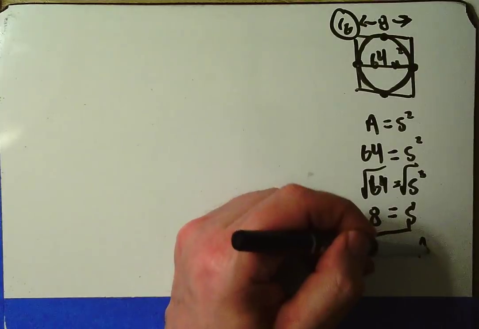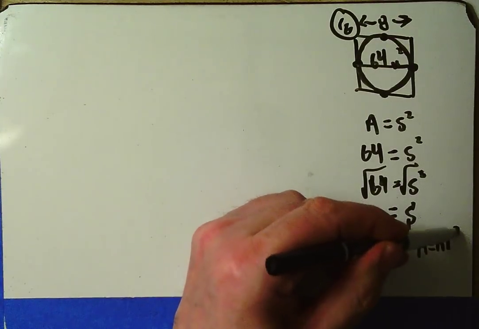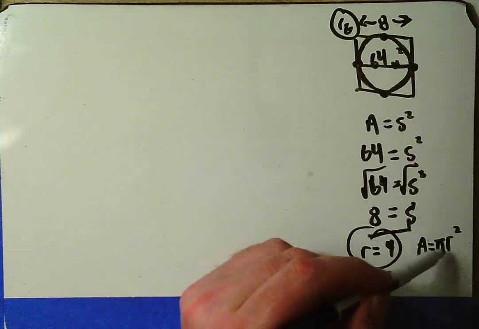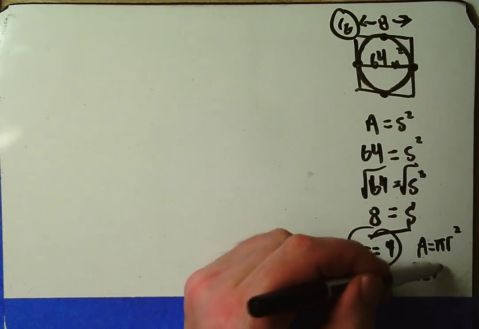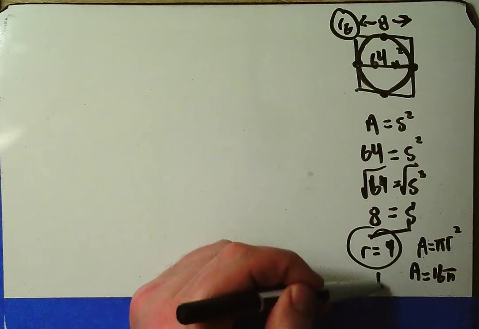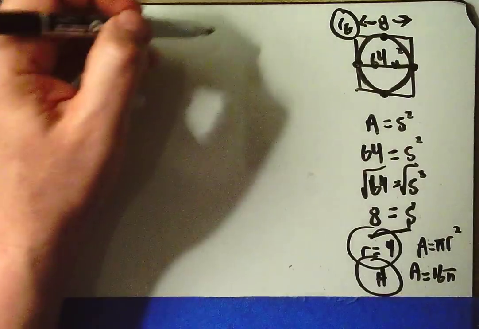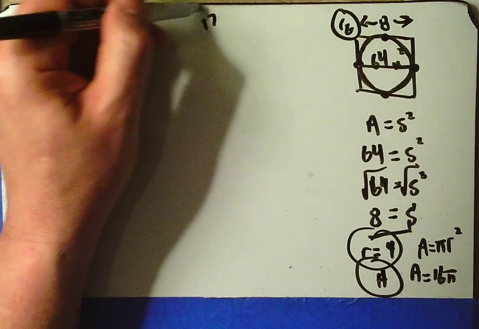The area of a circle is pi r squared. Our radius is 4, so 4 squared is 16 pi. Our area is 16 pi, and that corresponds with choice H. Wow, there's a bunch of thinking there. 17.